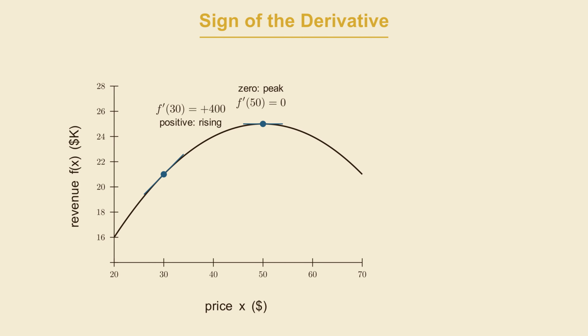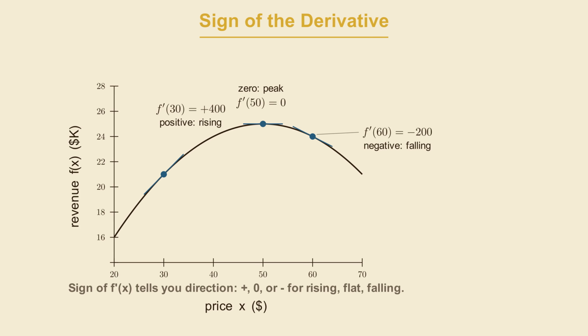At this point, the tangent line is perfectly flat, so revenue is neither increasing nor decreasing at that instant. And at a price of 60, the derivative ends up being negative 200. This means that revenue is falling, so raising the price past that point would actually lose you money. So the derivative doesn't just tell you the rate, it tells you the direction.